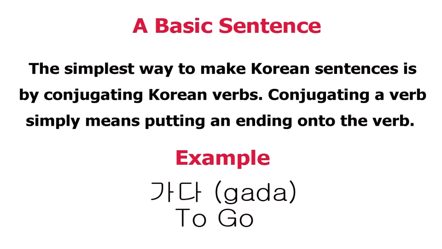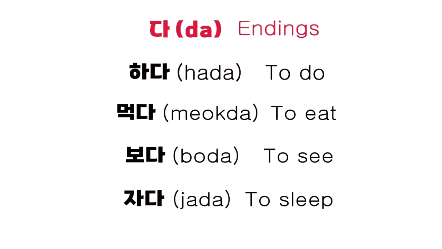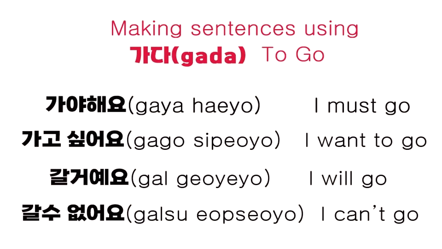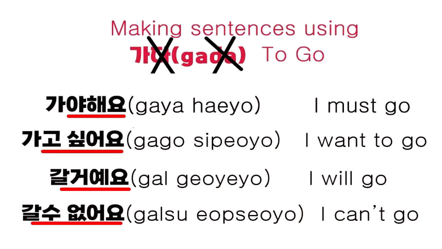For example, let's consider the Korean verb 가다. Translated to English, this means to go, and it is in dictionary form. Korean verbs ending in 다 are in dictionary form or the way they are written in a dictionary. Making sentences by conjugating 가다: by removing the ending of the verb, which is 다, and by adding various endings, we will arrive with different sentences.